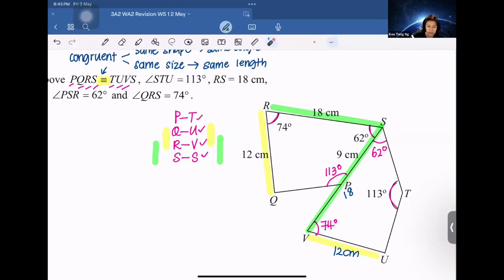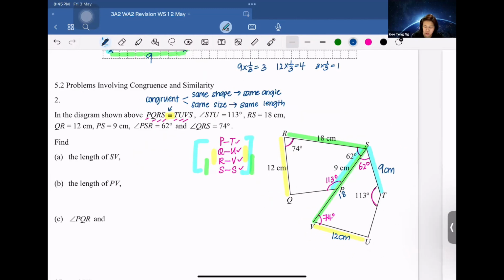Next corresponding side pair, I have SP is 9 cm. That will match with TS. So T to S over here will also be 9 cm. Now we have matched all the different sides and angles already. Let's work out the questions.